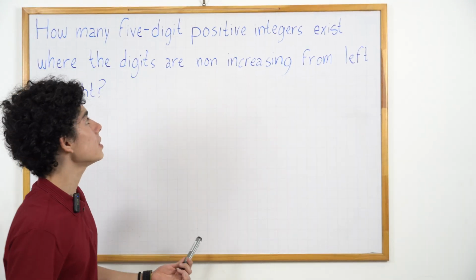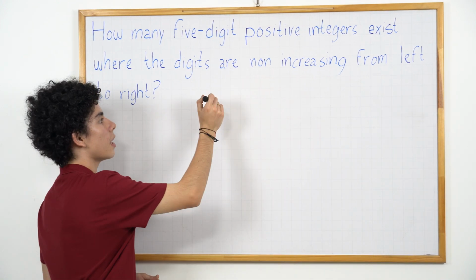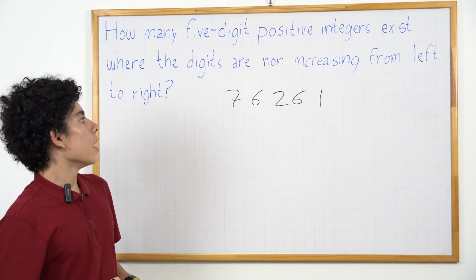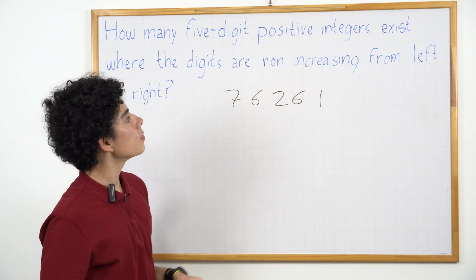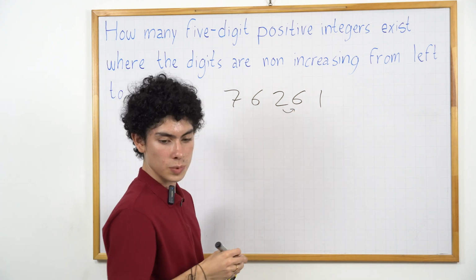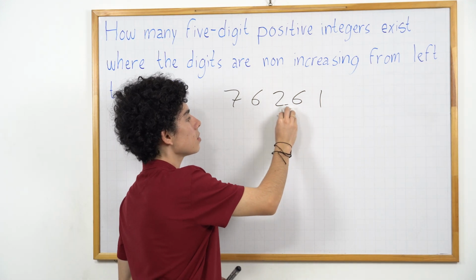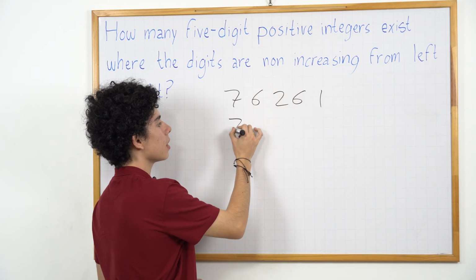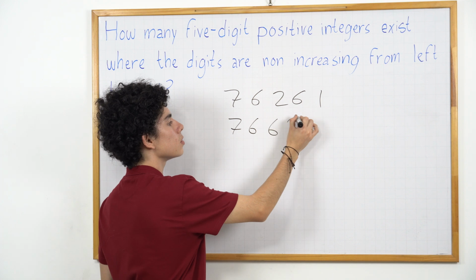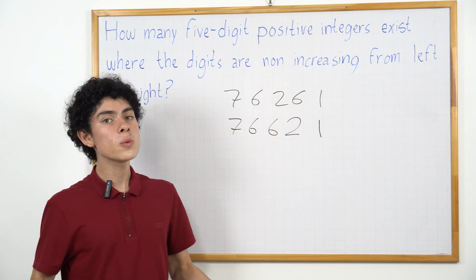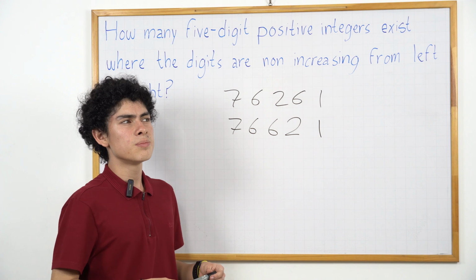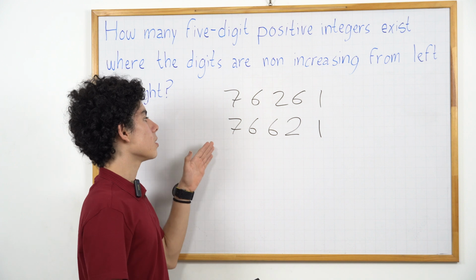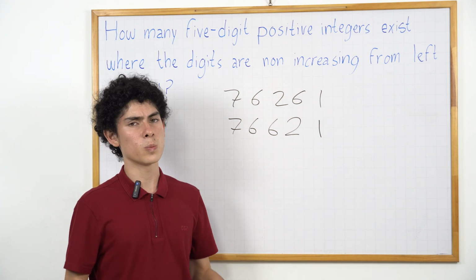Note, for example, that if we take an arbitrary 5-digit positive integer like 7, 6, 2, 6, 1, even though this number is increasing because you have from 2 to 6, you can rearrange the digits in a way that it is no longer increasing. For example, you can rearrange it like 7, 6, 6, 2, and 1. You can always do this because you can always arrange a set from the greatest to the smallest.